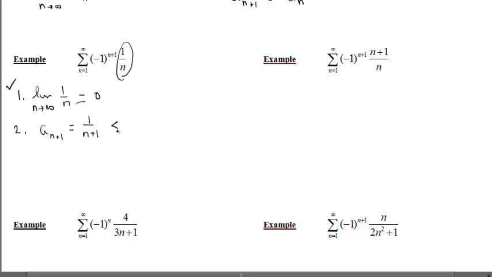Is this term less than or equal to 1 over n, which is the a sub n term? Yep, because no matter what n is, this denominator will be larger than this denominator, and a larger denominator creates a smaller value in the fraction. So the question mark is no longer needed. I know that's a true statement. Both conditions are met by the AST. Therefore, by AST, this series converges.